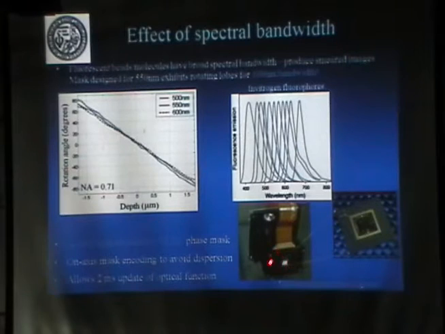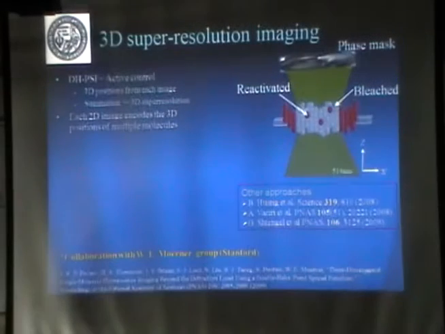Originally, we were implementing this with a spatial light modulator. Now we are using a fabricated phase mask. So it's a piece of glass, a photoresist that has a surface relief on it.